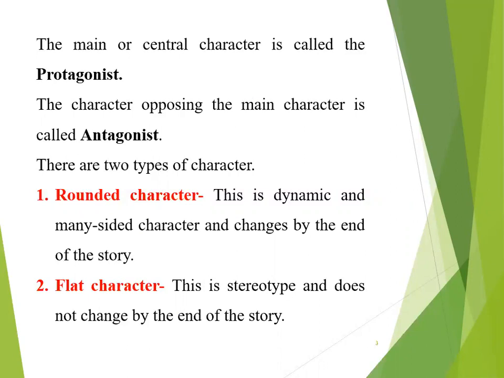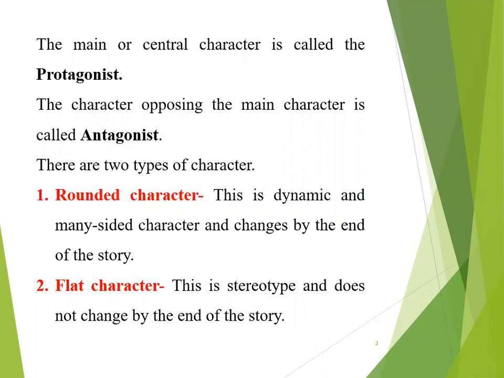As we have seen in the plot, there are 5 parts of the story. When the story is going towards climax in the rising action, something starts happening between the characters, and then in the climax we find that the conflict reaches the highest point. This conflict is mostly between 2 characters, and I have told you that there is the main character and the other character.